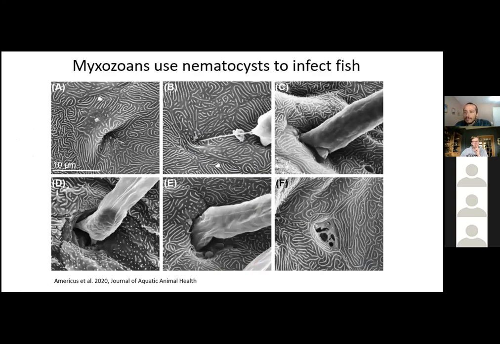So you think of a jellyfish or anemone, they'll use their nematocysts to attach to a fish or to sting a person, inject venom, scare them off, or pull in a fish so they can eat it. These myxozoans use them in a totally different way.